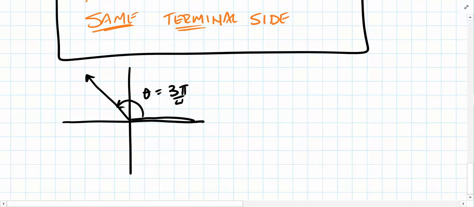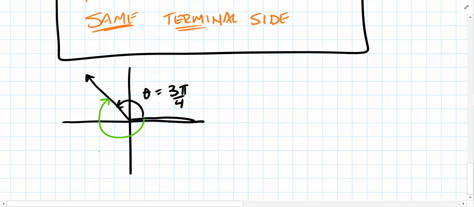Now, what if I wanted to get to this location in a different way? What if I wanted to go that way? Well, what if I wanted to get to that angle a different way? How would I do it? Let's call this angle beta. Well, beta would have to equal, well, what did I do?